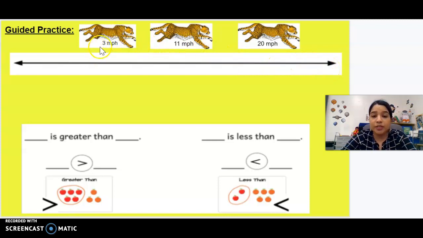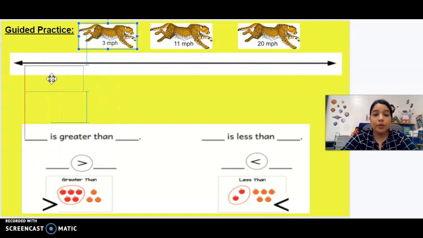Let's look at our numbers again. We have 3, 11, and 20. Which one is our smallest number? A way we can figure it out is we can always count until 20. If we don't know, I see a small number, but we can always count. So let's count. 1, 2, 3. Do we see 3? I see 3. And 3 is a small number because it came before any of these. It came before 11 and 20.